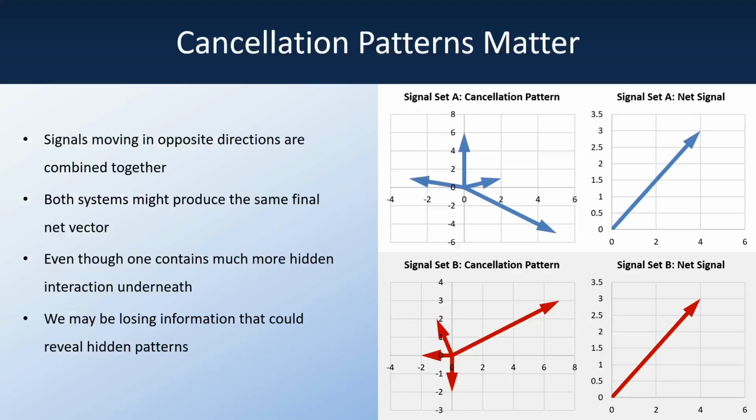Cancellation patterns matter. Now let's look at cancellation patterns. In many systems, signals moving in opposite directions are combined together and treated as if they cancel each other out. But a region with large amounts of opposing signal activity may not be the same as a region with very little activity at all. Both systems might produce the same final net vector, even though one contains much more hidden interaction underneath. We may be losing information that could reveal hidden patterns and correlations, helping us refine our models.